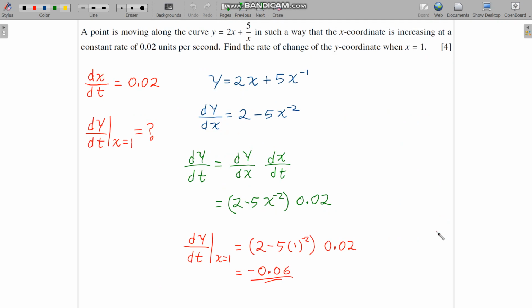Next, we have y, the original function. dx/dt is increasing 0.02, so dx/dt is positive 0.02. We are looking for dy/dt when x is 1. So if this is y, the dy/dx is, we differentiate. dy/dt is dy/dx times dx/dt. dy/dx is this guy here, dx/dt is 0.02. We plug in x equals 1, use a calculator, and you get the final answer.